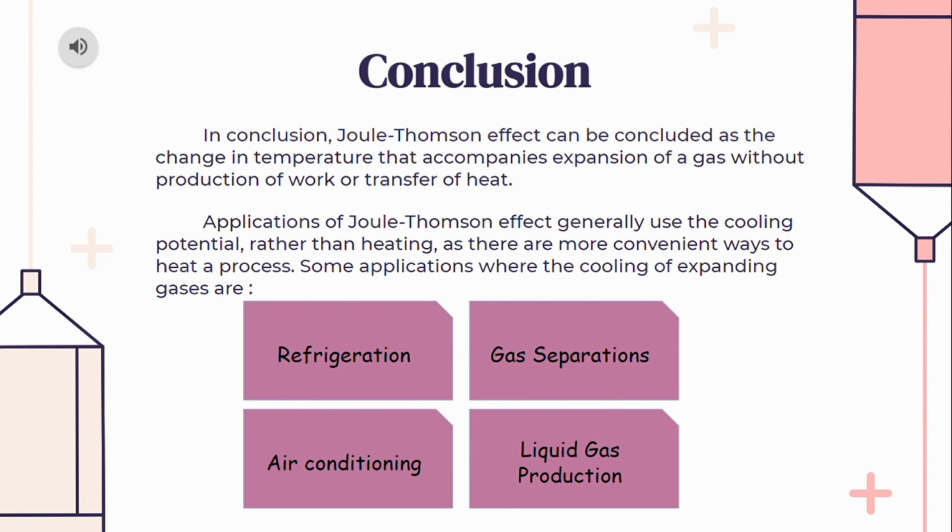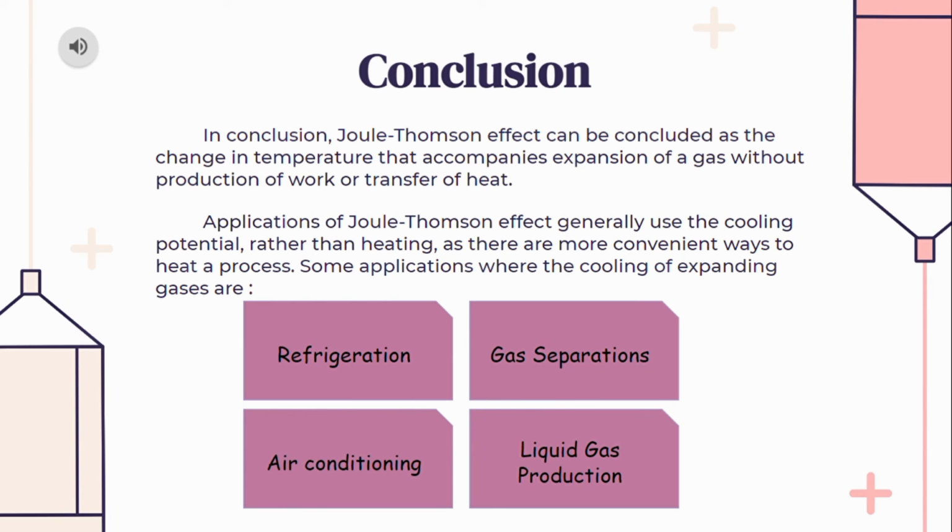In conclusion, the Joule-Thomson effect can be concluded as the change in temperature that accompanies expansion of a gas without production of work or transfer of heat. Applications of Joule-Thomson effect generally use the cooling potential rather than heating, as there are more convenient ways to heat a process. Some applications where the cooling of expanding gases is used are: first, refrigeration; second, gas separations; third, air conditioning; and the last one is liquid gas production.